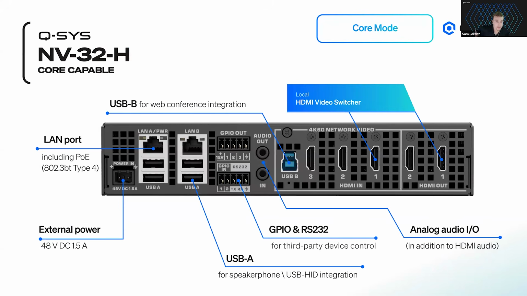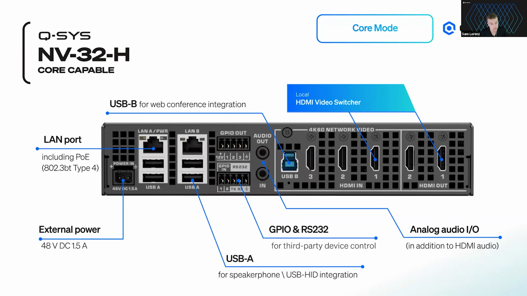So now I talked a lot about the NV32 in peripheral mode, but now we're going to talk about the NV32 in core mode. The NV32, as I said earlier, can be in peripheral mode, which is an encoder or decoder, and can also carry that USB bridging. But then there's also the core mode.